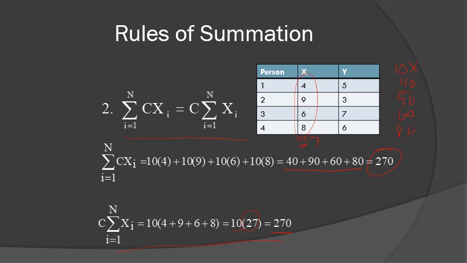So you can do it either way if you're multiplying by a constant. If you don't have a constant there, but you've got some other value that's changing, you can't do that. But if it's a constant, you can pull it out.